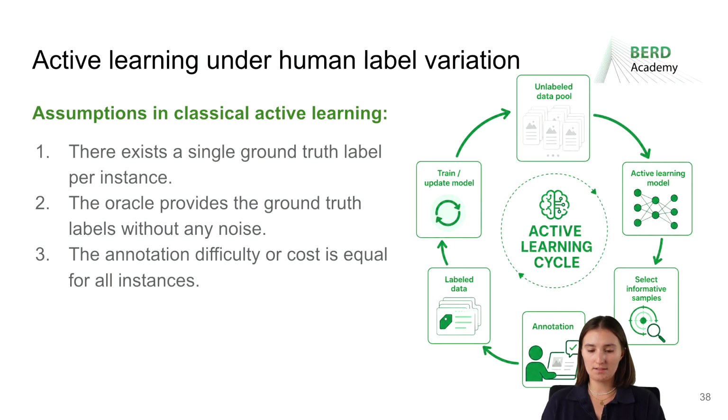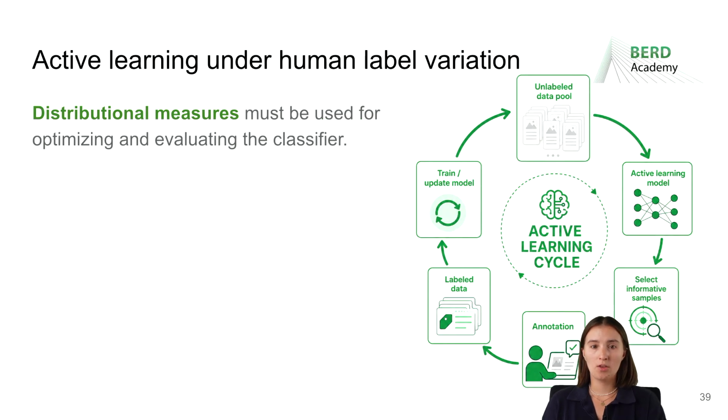And we're going to start discussing the changes to the active learning loop. First, distributional measures must be used for optimizing and evaluating the classifier. So when we're here in this step of training or updating the model, as we already discussed previously, if you train any kind of model when human label variation exists, it always makes sense and is important to use metrics that can actually represent this variability. I think it's quite a simple one, but still important to mention. That's why we're starting with that.